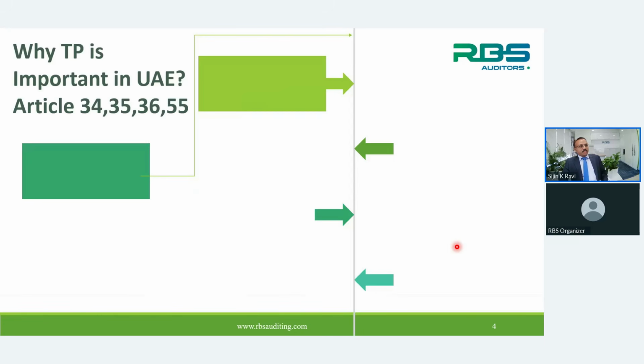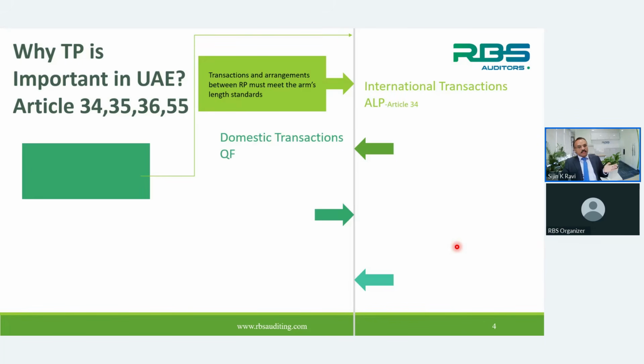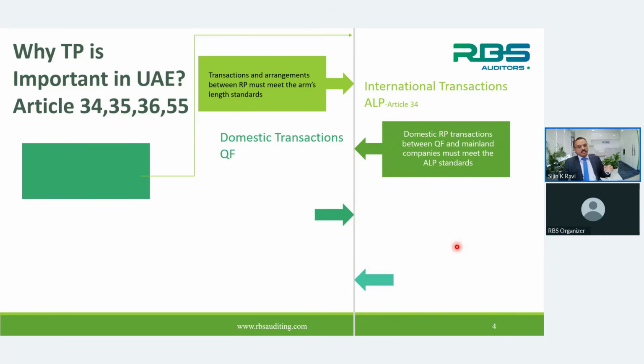So let us look at the TP. There are 4 articles in transfer pricing. One is Article 34, relating to international transactions and arm's length price. So this is purely on international transactions. Article 34 again covers domestic transactions. Domestic transaction means whatever transaction there is between a free zone and the mainland.